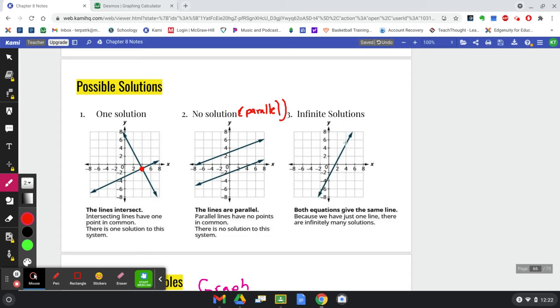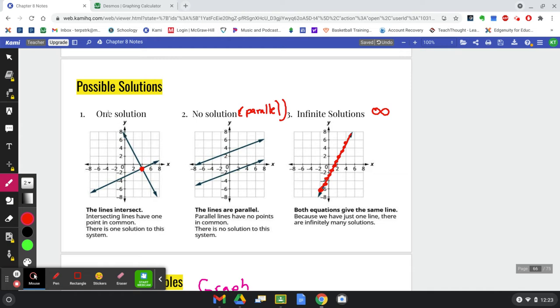And this looks like just one equation, one line, but there's really two lines graphed on top of each other. So it has an infinite number of solutions because every single point on this line is the same in both. Okay, so that's what it looks like visually, but how does it happen?